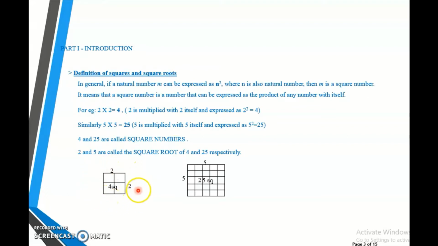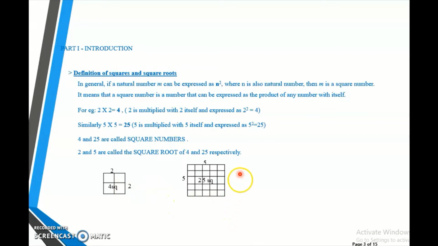Let us take for example this particular square, 2 by 2. That is, the sides are 2 by 2, or the area is 2 by 2, that is 2 square, which is equal to 4. If you split the square into 4 equal parts, each square is a unit square. So it is made up of 4 unit squares, or in other words, 4 is called the square number.